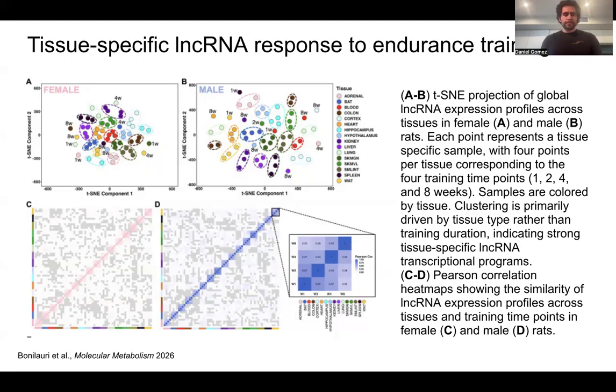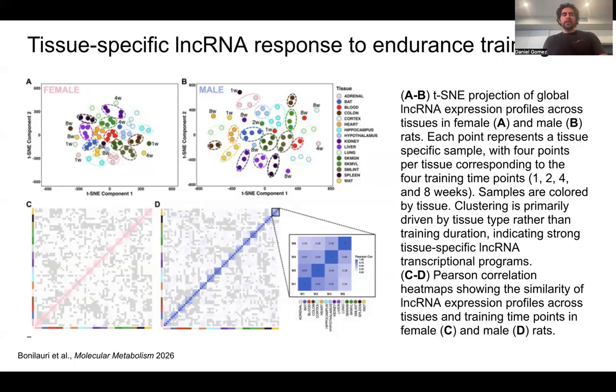So in A and B, we can see adrenals in male, and then brown adipose in male, cortex, skeletal muscle vastus lateralis in green, as well as skeletal muscle gastrocnemius in darker green, and then kidney and liver in light and dark purple. And then in yellow, we have the white adipose tissue as well as the heart.